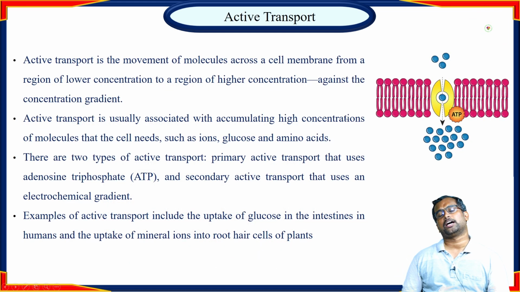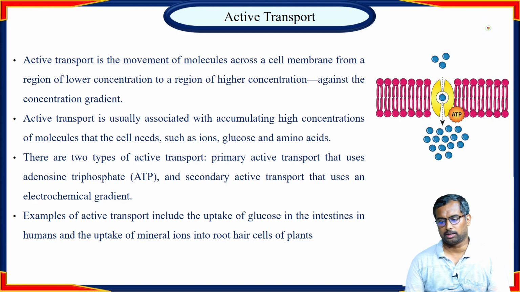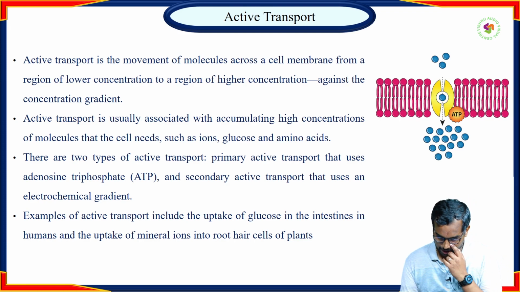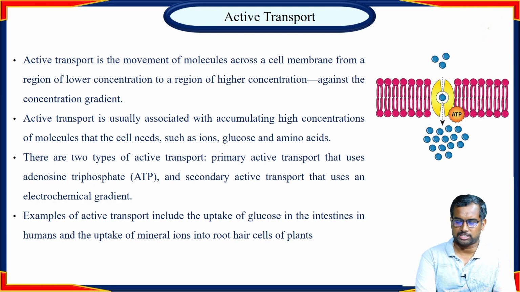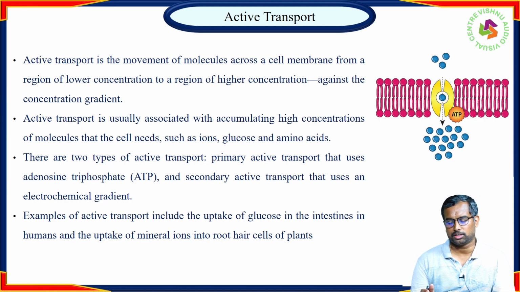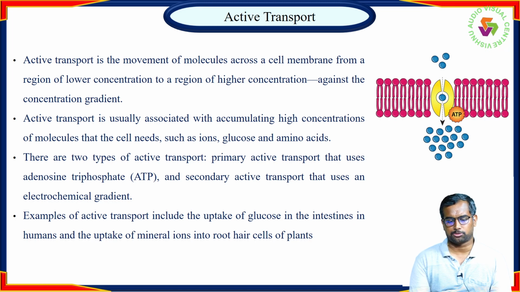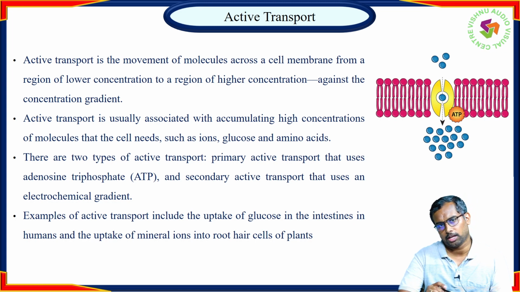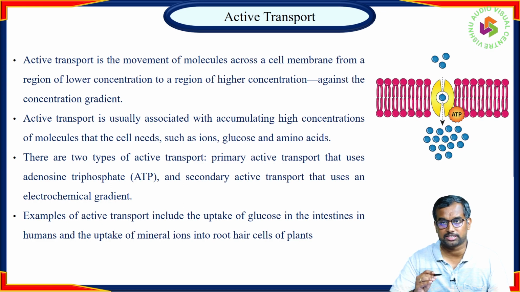Right, so this was about the passive diffusion process. Now coming to the second part, we have what we call active transport. We had passive transport, which we divided into passive diffusion and facilitated diffusion. Now we come to active transport. To introduce it generally, active transport is the movement of molecules across a cell membrane from a region of lower concentration to a region of higher concentration, against the concentration gradient.